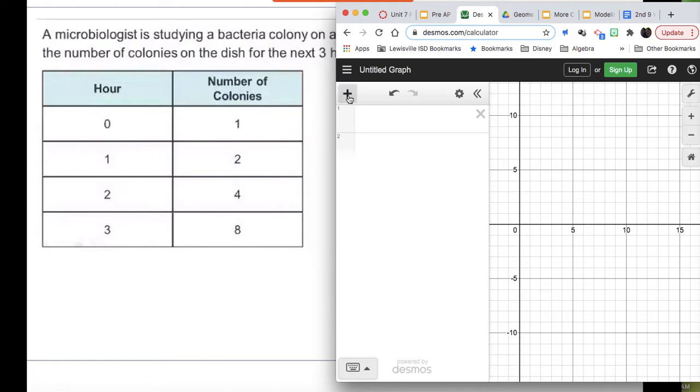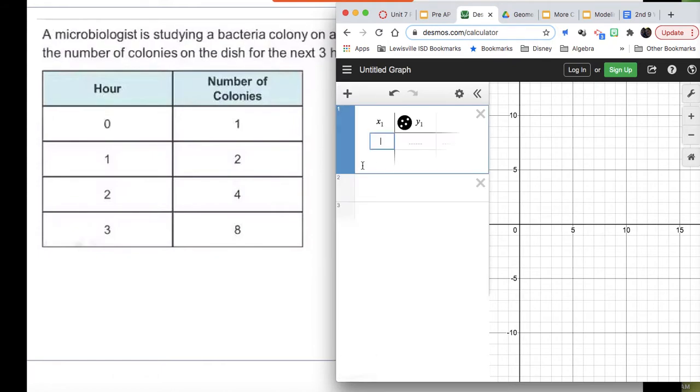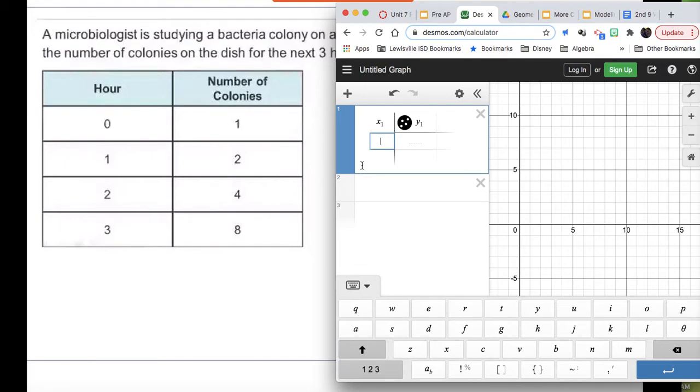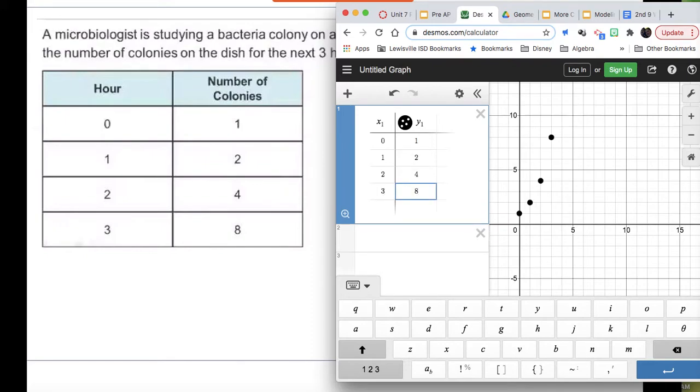So to do this, we're going to push the plus sign. We're going to push table. And if this was a star question, they would have answer choices, of course, in exponential format. So we're going to type in the data: 0, 1, 1, 2, 2, 4, 3, 8. So we typed in the data.